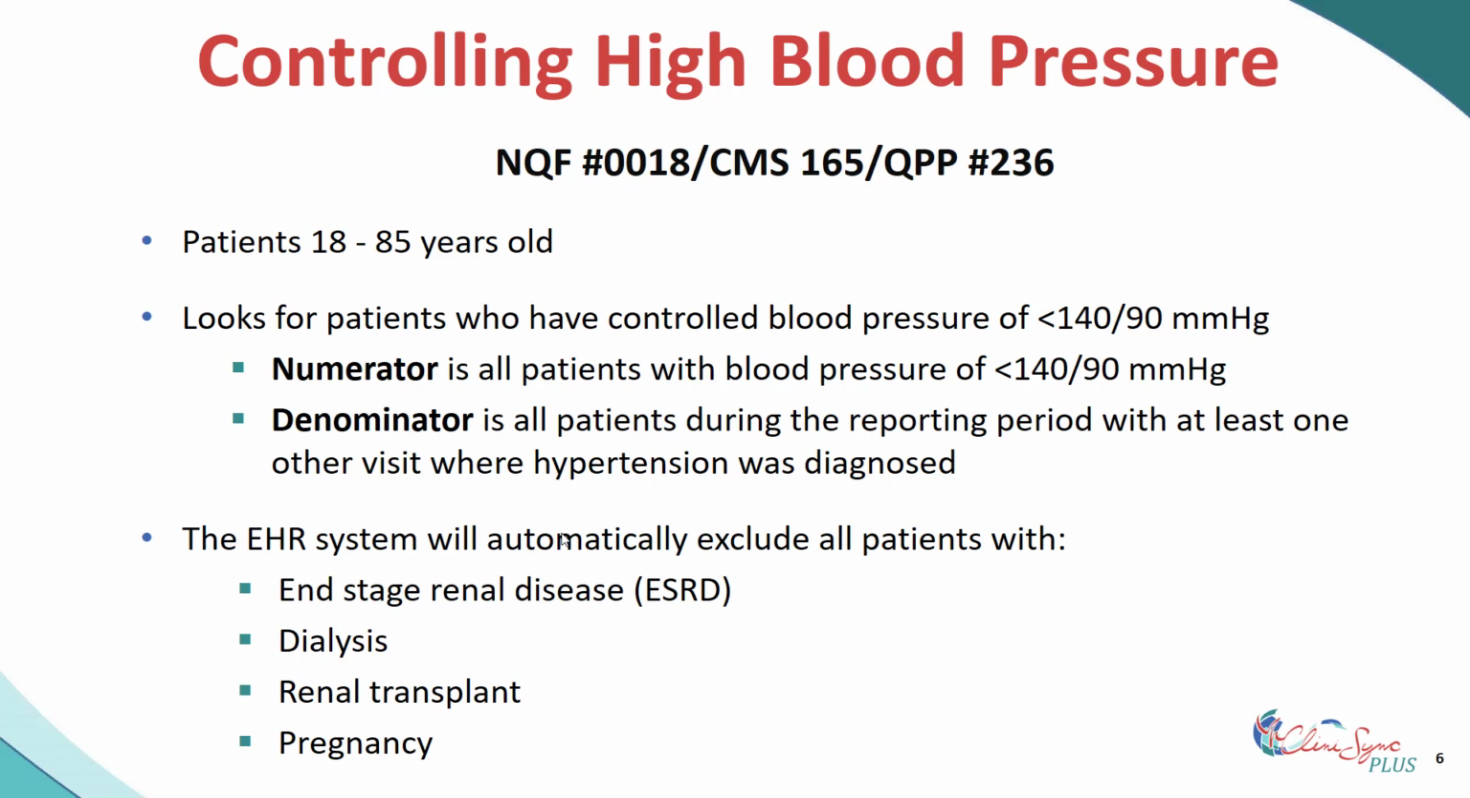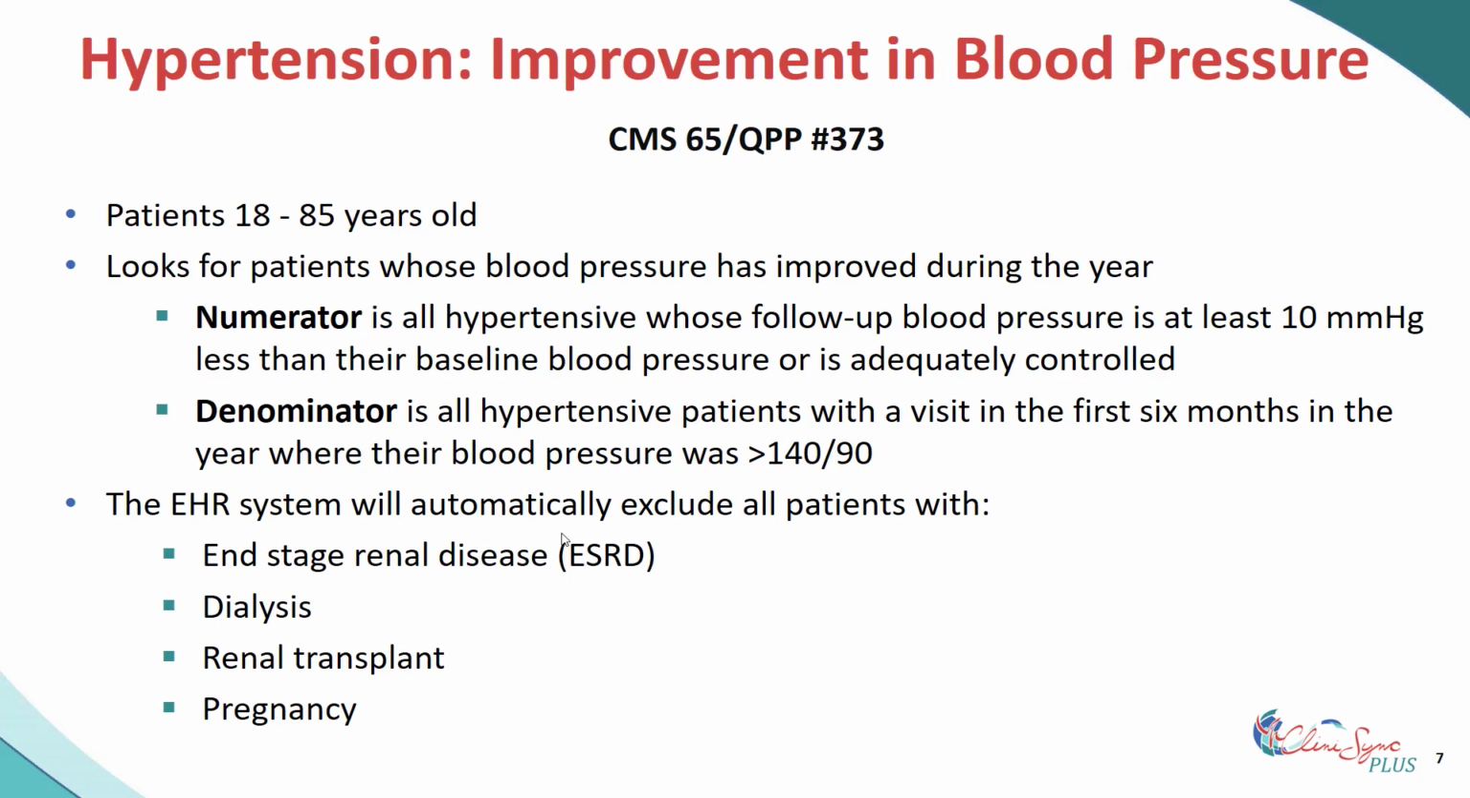The numerator includes all of the patients from the denominator whose blood pressure was below 140/90 and considered adequately controlled during their most recent visit. There are several exclusions that would drop a hypertensive patient out of the denominator for this measure. This would be all patients with end-stage renal disease, those on dialysis, those that have had a renal transplant, or those that are pregnant.